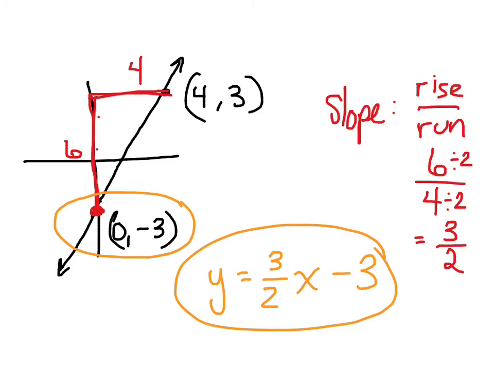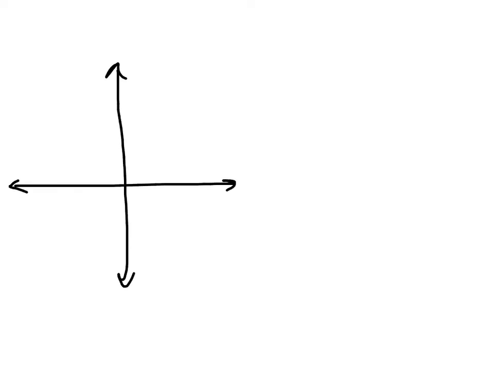Now, on the second one, I'm going to do the same concept, but I'm going to use a little bit different approach. You've got the picture. Right here crossing at 0, 2. And then you've got another point down here at 4, negative 1.